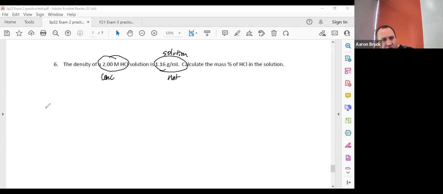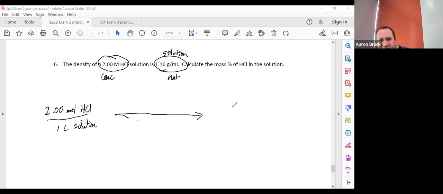So let's start with our 2 molar solution. That means that we have 2 moles of hydrogen chloride in every 1 liter of solution. That is the definition of molarity. Now, to turn this into mass percent, we need to convert this into grams of hydrochloric acid divided by grams of solution, and then we'll take that value and multiply it by 100%. That's what we have to do.